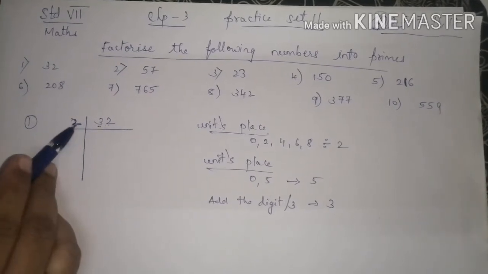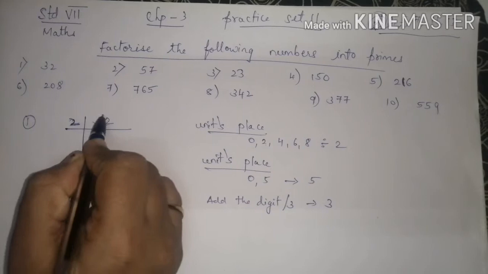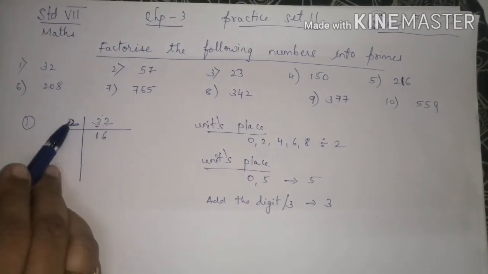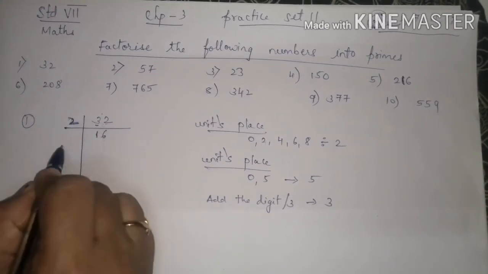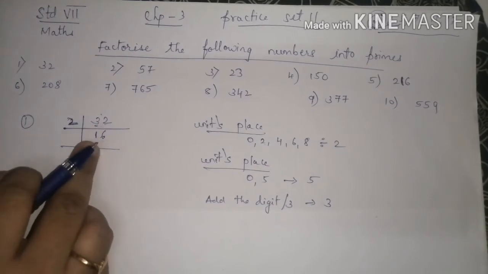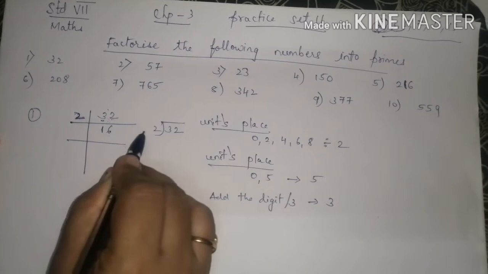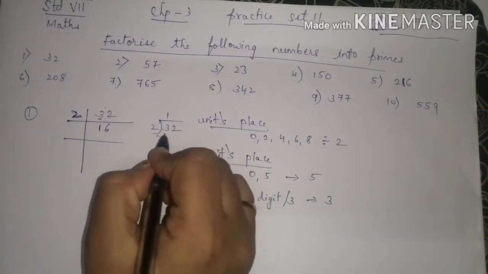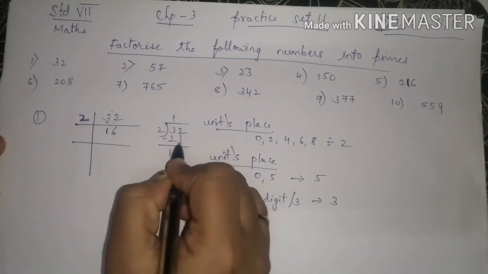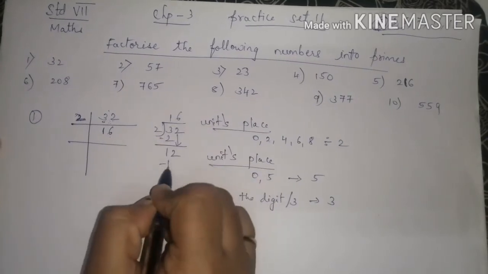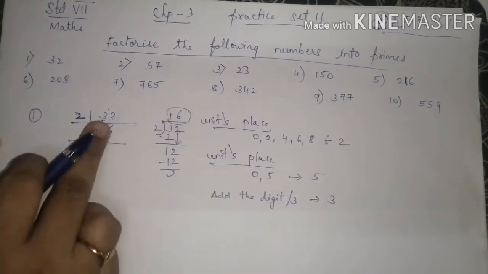So 32, when you divide by 2: 2 ones are 2, 2 sixes are 12. After dividing 32 by 2, what did you get? 16. So 16 you have to write below 32. If you didn't understand, you can do it like this also. Divide 32 by 2 in rough: 2 ones are 2, 3 minus 2 is 1. Take this 2 down. 2 sixes are 12. So whatever answer you got, you write it down.